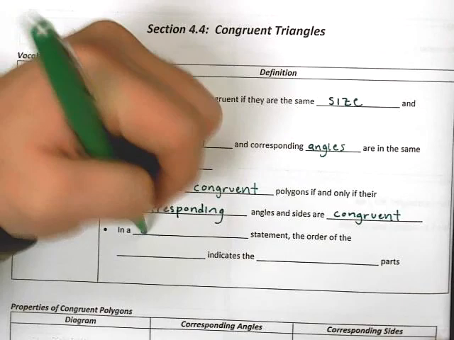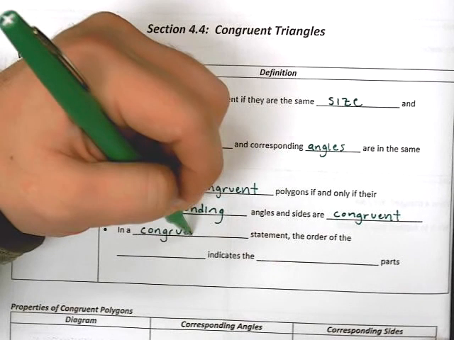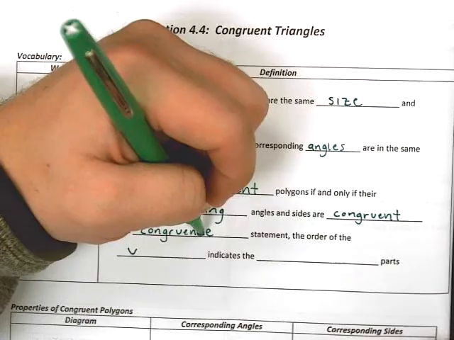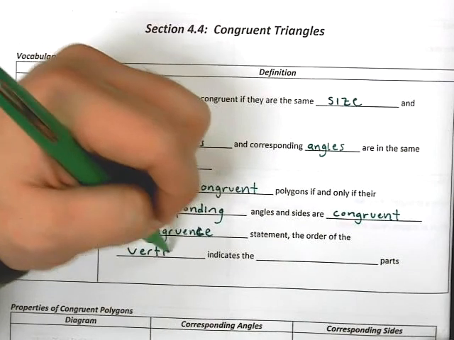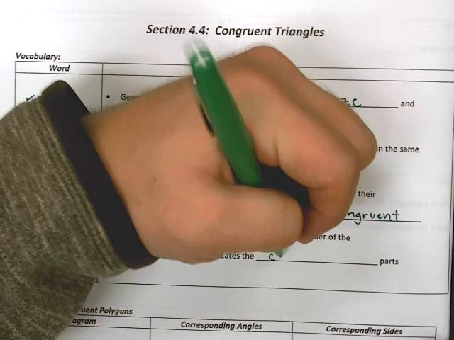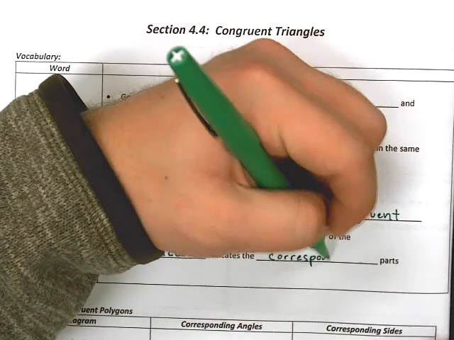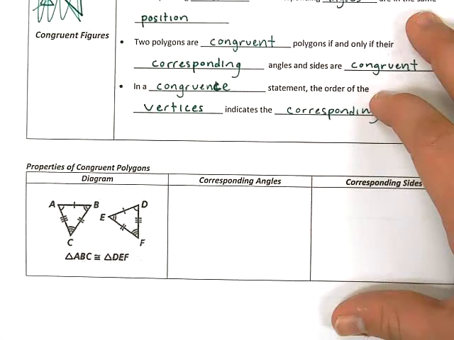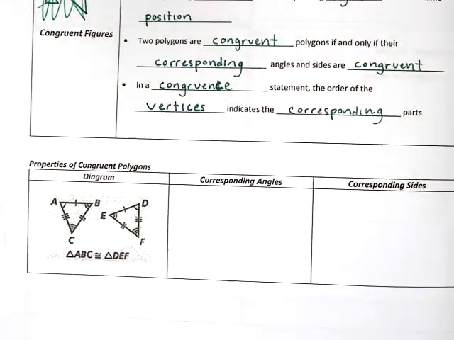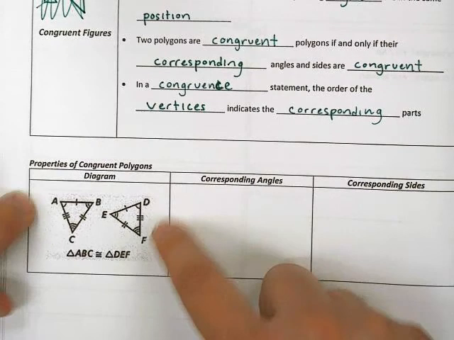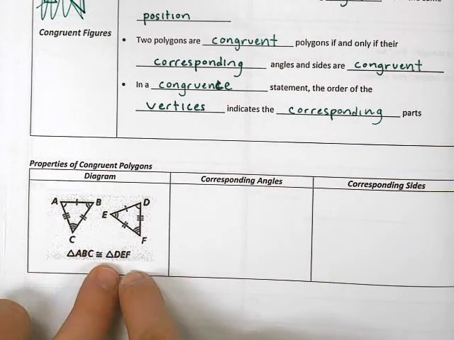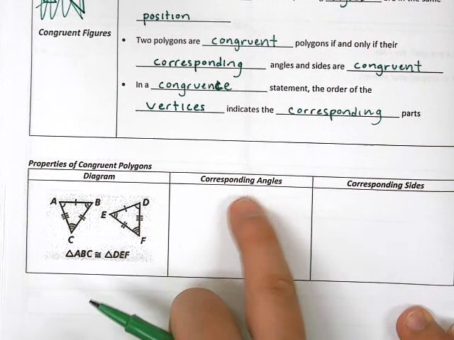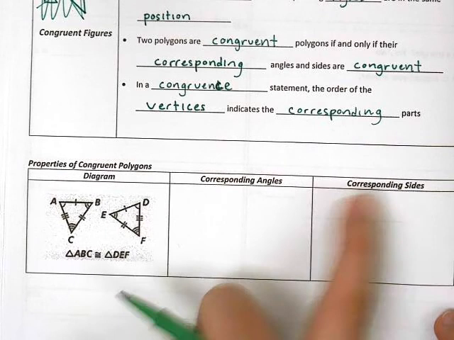Lastly, in a congruence statement, the order of the vertices listed indicates the corresponding parts. Now that might not make sense right now, but it should as we move down to this next section. When we look at this picture, I can look at the picture itself, or I can look at my congruence statement, and I can already determine what angles match up with what, and what sides match up with what.